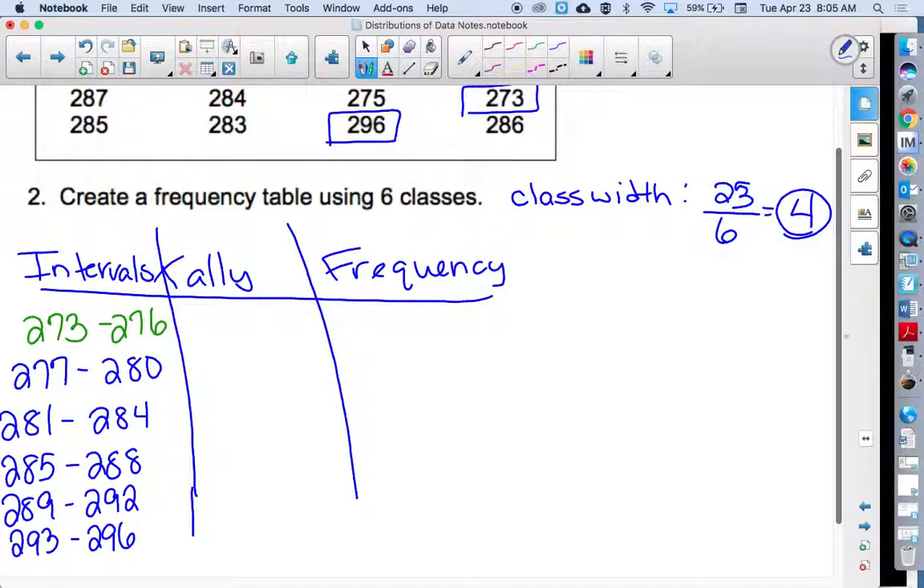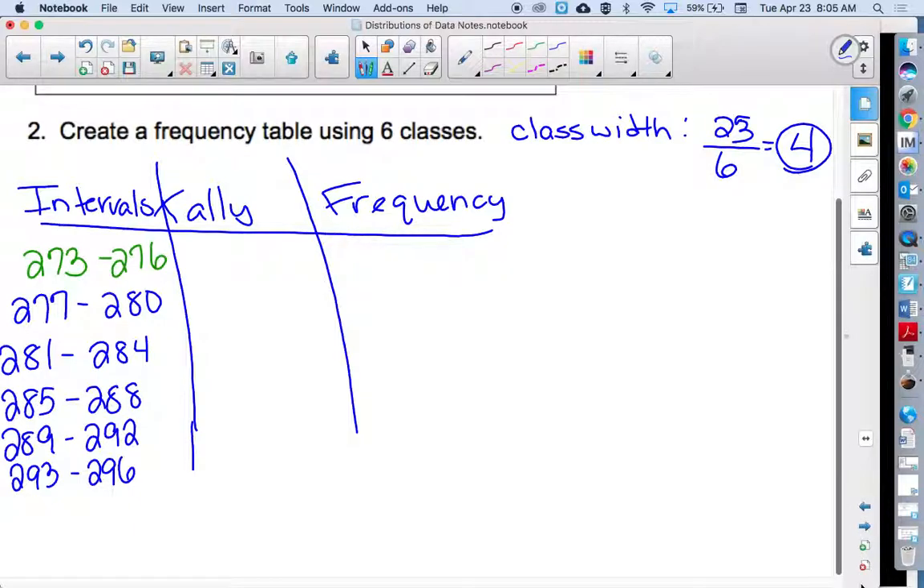The last class should include the highest number. If it doesn't, you calculated something incorrectly. But I have 6 classes because it said create a frequency table using 6 classes. The class width of each of those is 4. Each class contains 4 numbers.